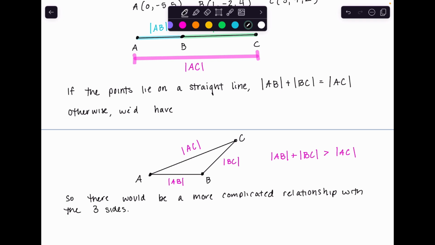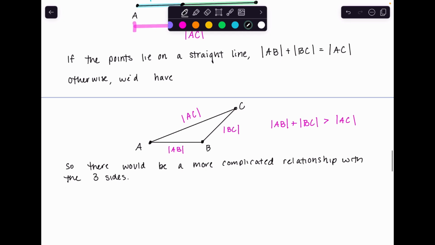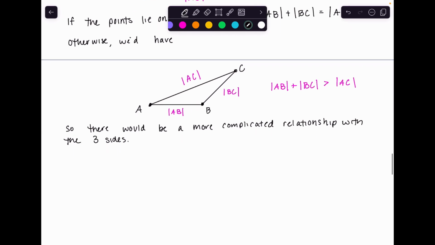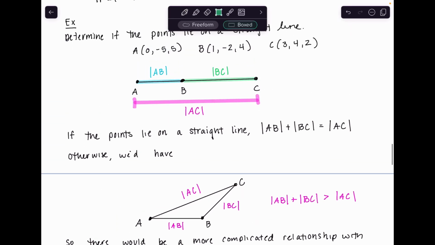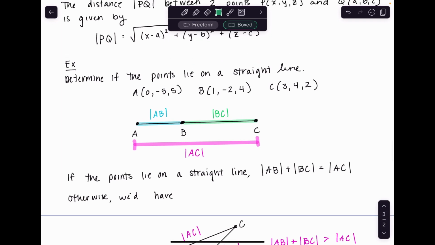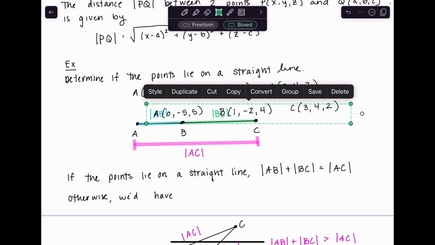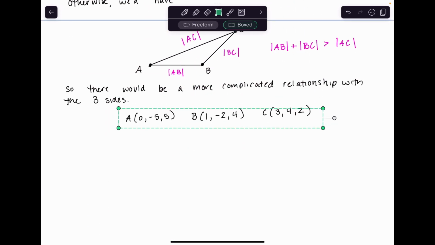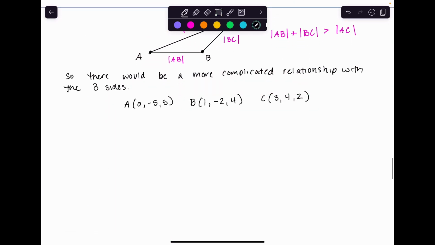So instead, what I'm going to do is find the distance from A to B, and then also from B to C. And can I come up with some kind of nice relationship between the two? So let's go ahead and copy these down so I don't have to keep looking up at the top. Here are the 3 points.